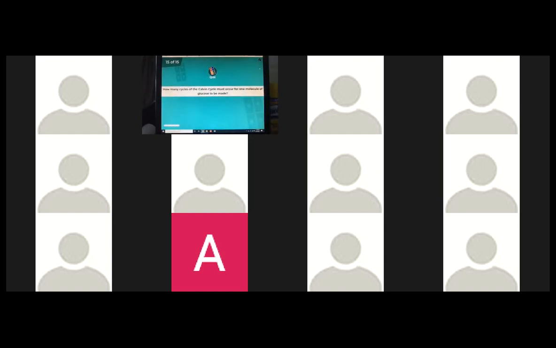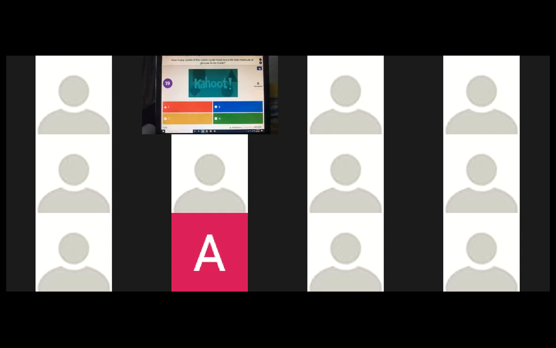Last one. How many cycles of the Calvin cycle have to occur to make one molecule of glucose? Yay, awesome, two cycles of the Calvin cycle. So it has to go around twice in order to make one molecule of glucose.